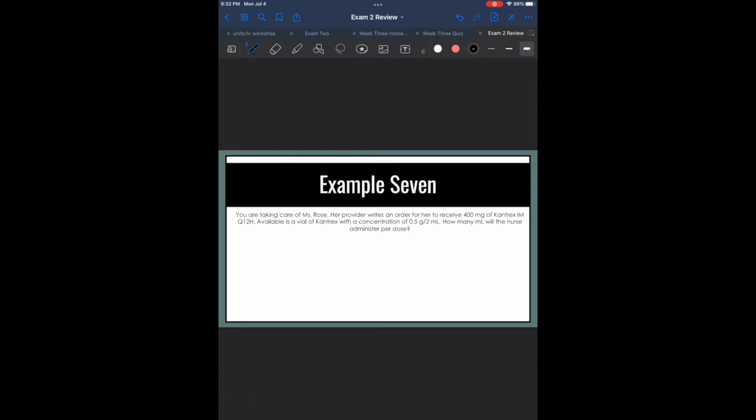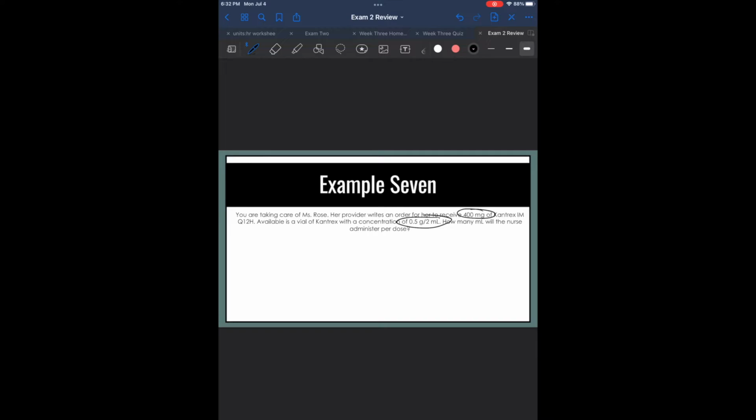All right, looking at our next example, now we're taking care of Miss Rose, and her doctor wants her to get 400 milligrams of Cantrex IM every 12 hours. We have a vial of Cantrex that has a concentration of 0.5 grams per 2 milliliters, and we want to know how many milliliters the nurse is going to give per dose. So, looking at this, for our order, we have 400 milligrams, and we have 0.5 grams per 2 milliliters available.